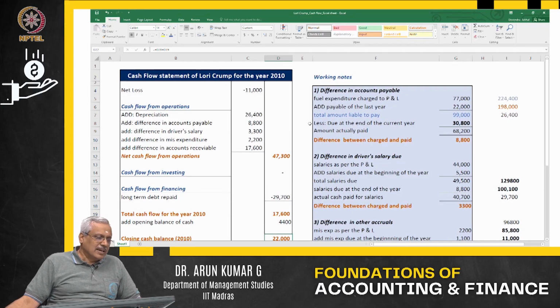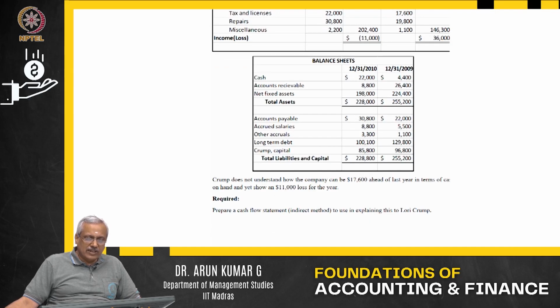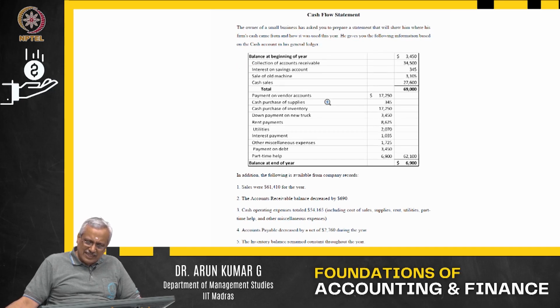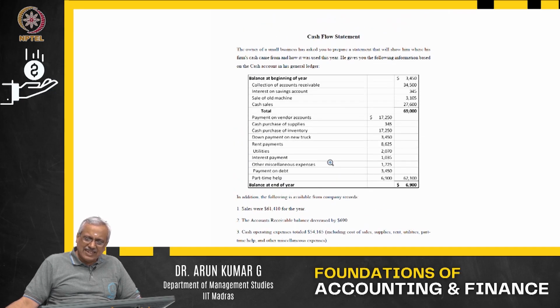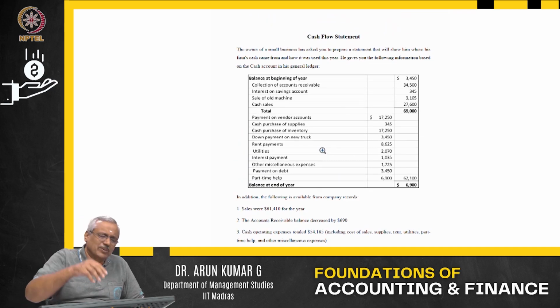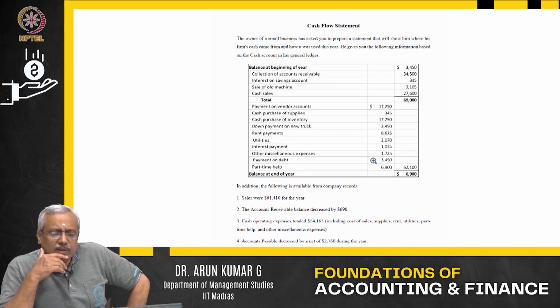Now, let us look at the next problem. After the Lorry Crump problem, you can take a look at it. Now, there is one more question, Exercise 11.5, same textbook. There is one more cash flow problem that says direct method. They have given you all the balances. Prepare a direct method. Let us make it very simple.